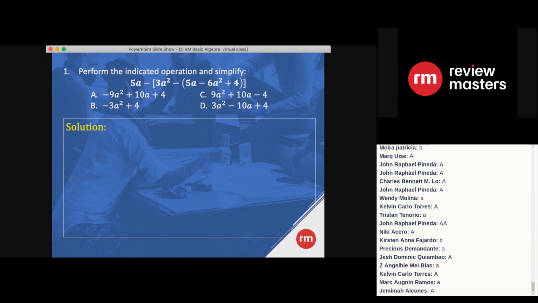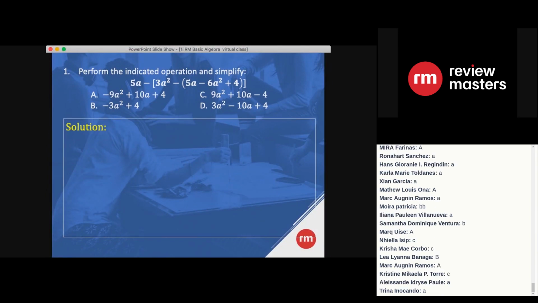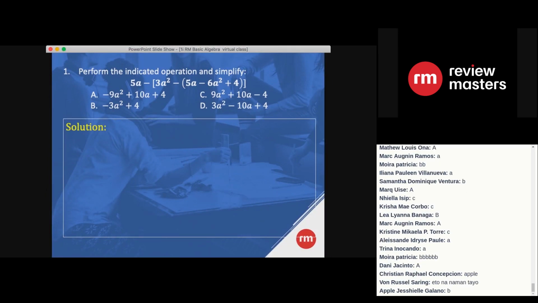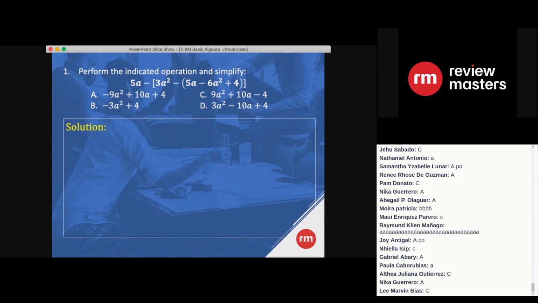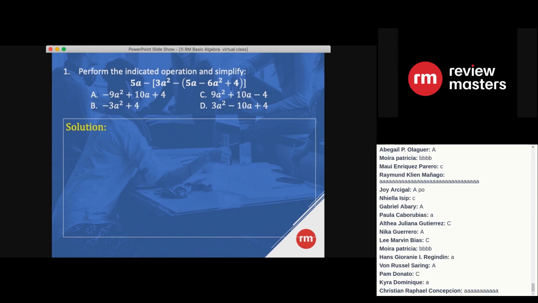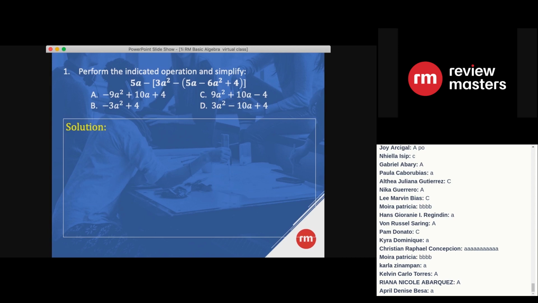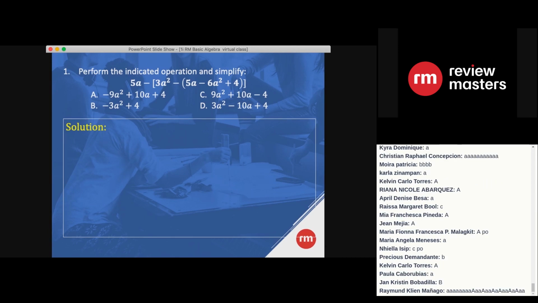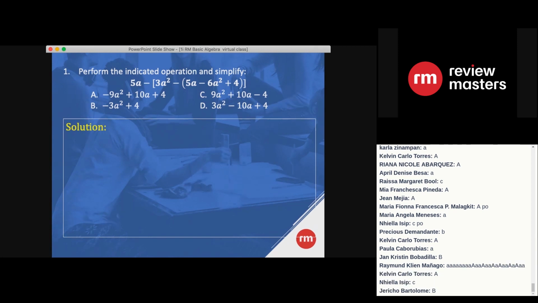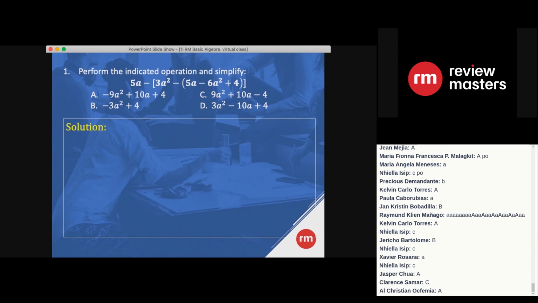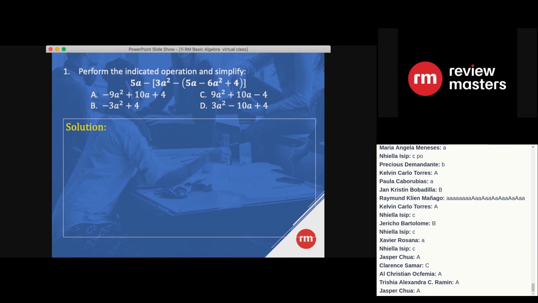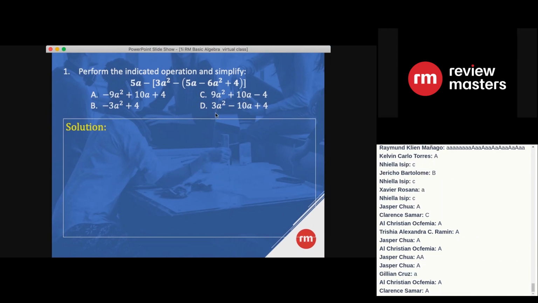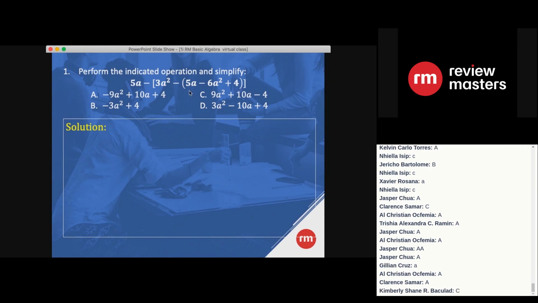Okay, for this kind of problem, perform the indicated operation and simplify. This is an example of series of operations problem. Okay, and you have to take note na kailangan yung PEMDAS should always be handy. Ano ba yung PEMDAS? We have parentheses first, and then exponents. So, uunahin nyo muna yung parentheses. But of course, doon sa mga parentheses, titingnan nyo muna yung innermost parentheses. Okay? And then check kung merong exponent.